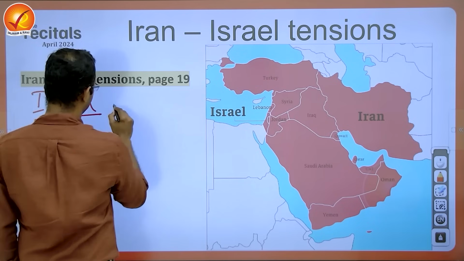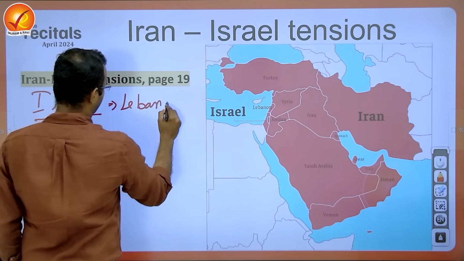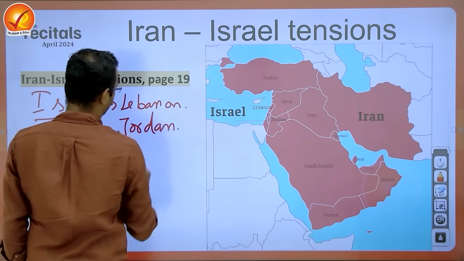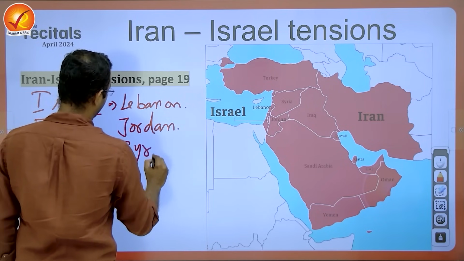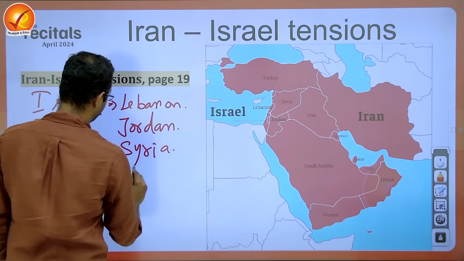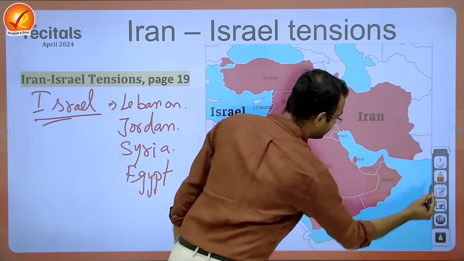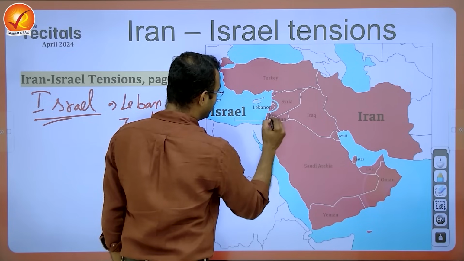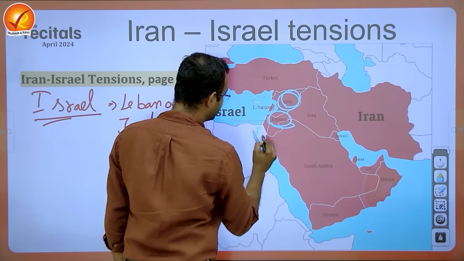It shares border with 4 countries: Lebanon, Jordan, Syria, Egypt. The 4 countries will be able to see Lebanon, Syria, Jordan, and this part is Egypt.